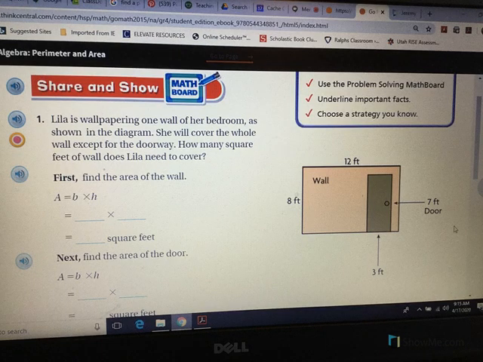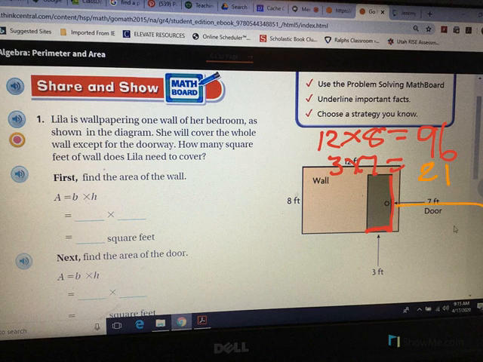Last one. You can see she's going to put wallpaper on all this. She's not going to wallpaper the door. So we're going to do 12 times 8, which is 96. And then the door is 3 times 7, because you've got your base times your height. So 3 times 7 equals 21. So let's add them. 6 plus 1 is 7. 9 plus 2 is 11.